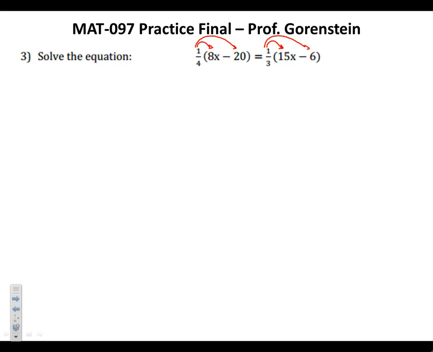So 1/4 times 8x, or 8 over 4, will give us 2x. And 1/4 times the -20, well, 20 over 4 is 5, so that's a -5. On the right-hand side, 1/3 times 15x, or 15 over 3 is 5, so that's 5x. And 1/3 times a -6, so 6 over 3 is 2, so that's a -2. So when we distribute the fractions, we end up with 2x minus 5 is equal to 5x minus 2.